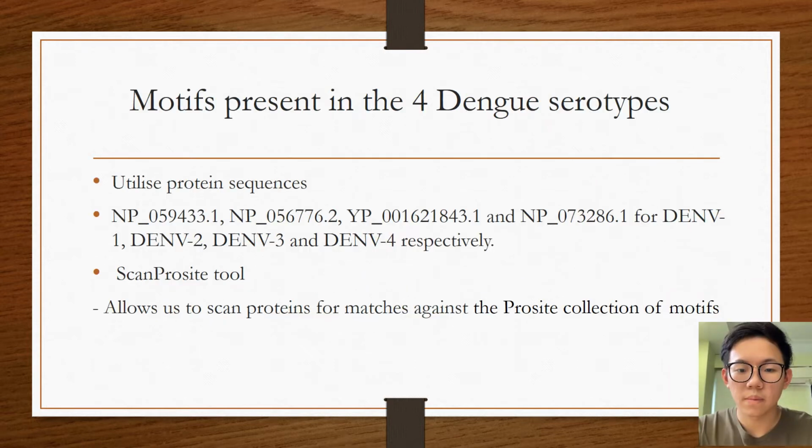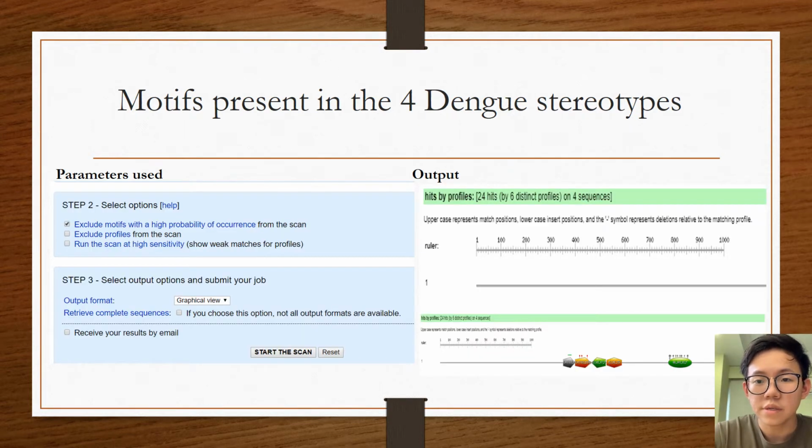We utilized the 4 protein sequences to identify motifs present in all of the dengue serotypes. We used ScanProSite to scan proteins for matches against the PROSITE collection of motifs, as well as against our own patterns. For the parameters used, we excluded motifs with a high probability of occurrence from the scan. Our output gave us 24 hits by 6 distinct profiles on all our 4 sequences, a considerable amount of motifs to infer that they are biologically similar to a certain extent.